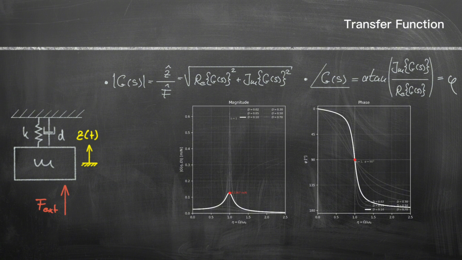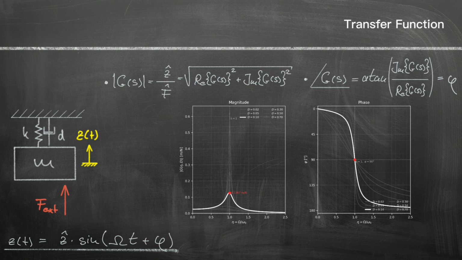Both the amplitude amplification, also referred to as the magnitude, and the phase are functions of the excitation frequency omega, or more precisely the frequency ratio of omega to the natural angular frequency of the system omega 0, which is usually denoted as eta. The system response, in this case the vertical oscillation of the oscillator, is given by z of t is equal to z hat times the sine of omega t plus phi.